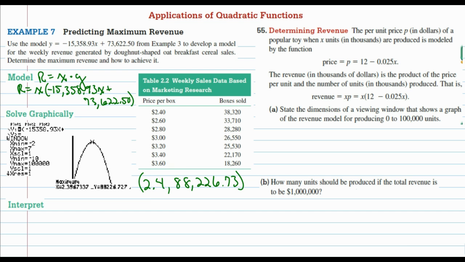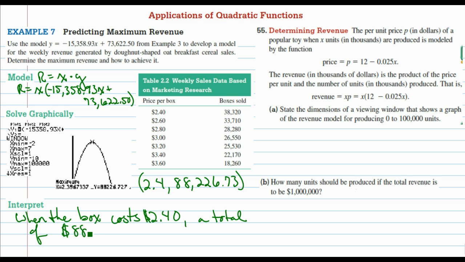Well, now we need to interpret what that means. X stood for the price per box. So then the output here is going to be the total revenue made. So when the box costs $2.40, a total of 88,220, let's go with $7, will be made.